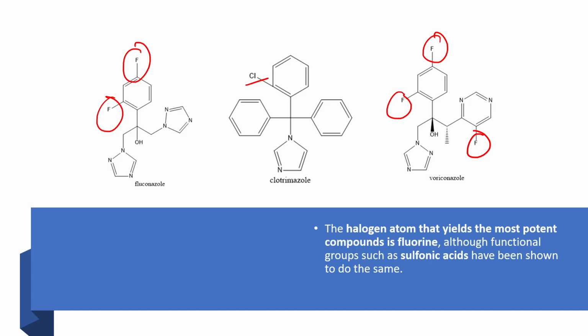Now, sulfonic acids have been shown to do the same, but it is rare to see sulfonic acid on our antifungal azole. So our sulfonic acid has this structure right here. R-S double bond O-R. And that is our SARs for our azole antifungals.